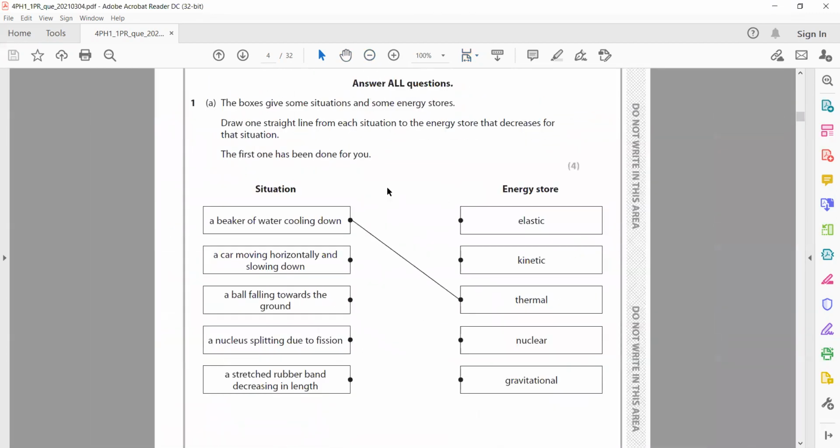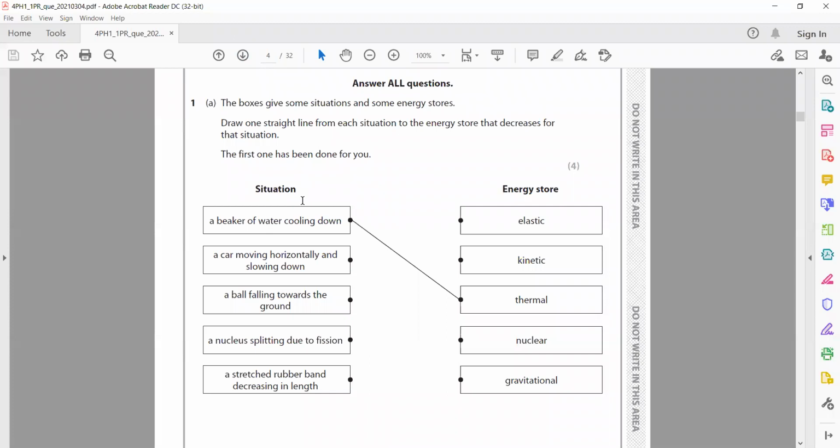The boxes give some situation and some energy stored. Draw one straight line from each situation to the energy stored that decreases for that situation. The first one has been done, a beaker of water cooling down. So which energy is decreasing? The thermal energy is decreasing.